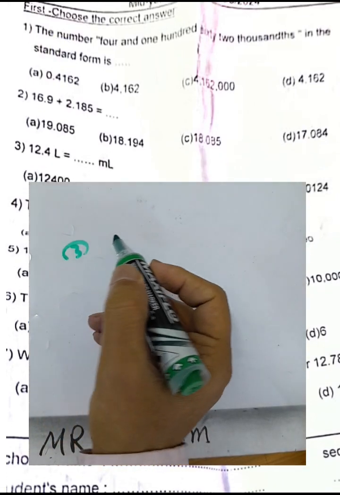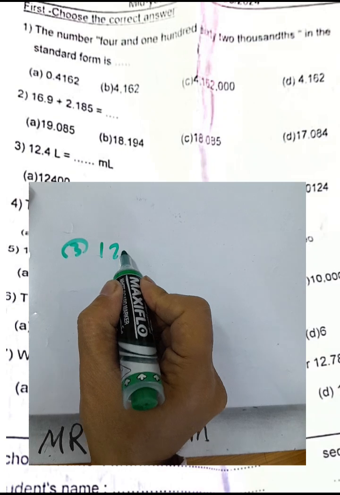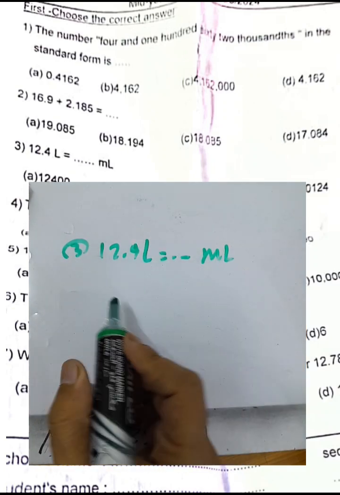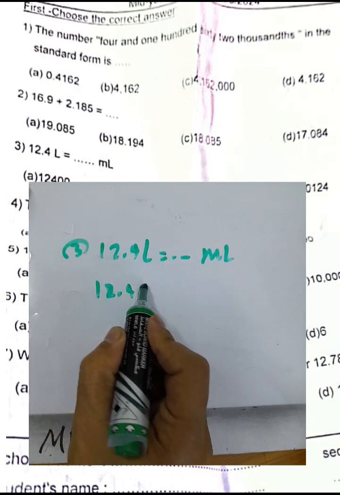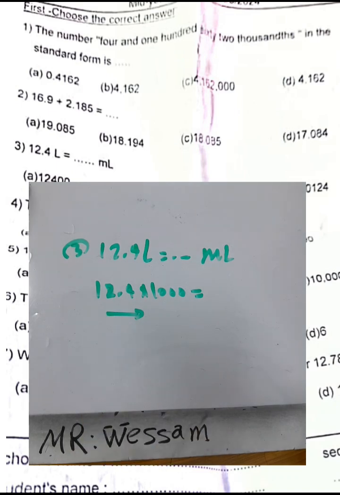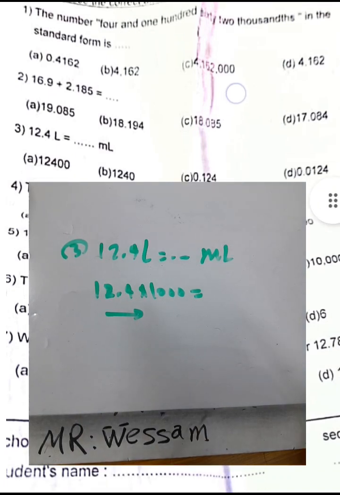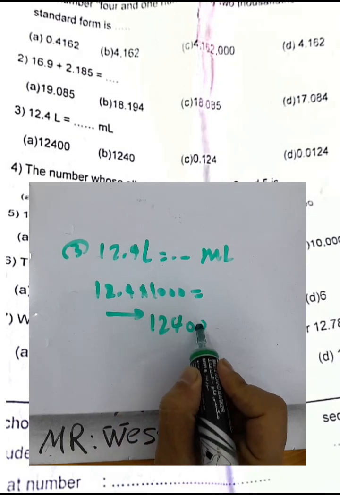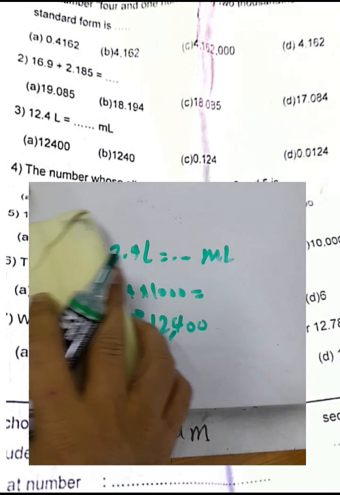Question number 3. 12.4 liter to milliliter. 12.4 product by 1,000. Convert from liter to milliliter, product by 1,000. You must move the point right hand side by 3 places. Write 12 and 4 and double 0. The result will be 12,400.